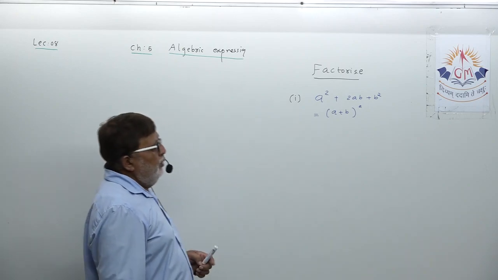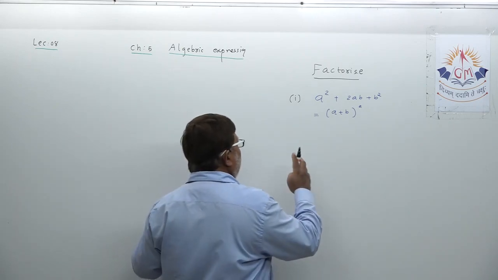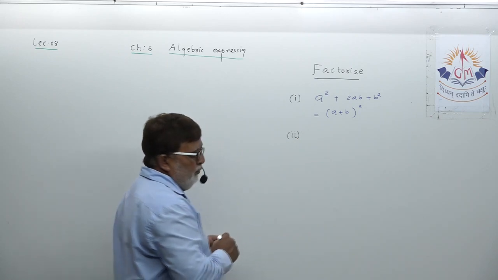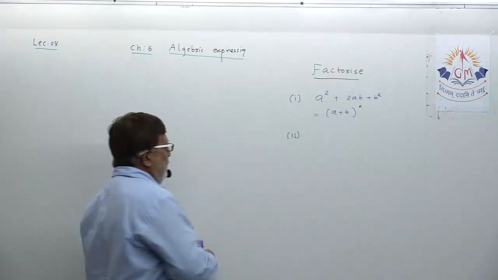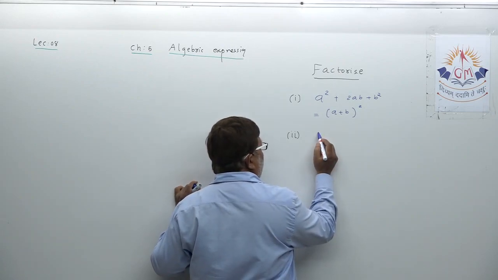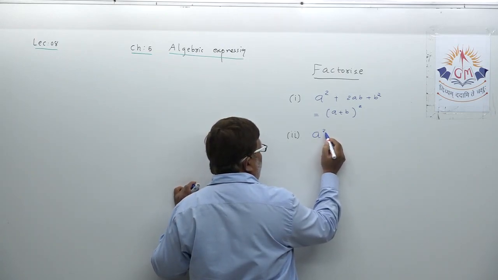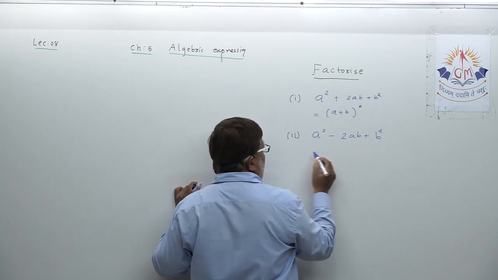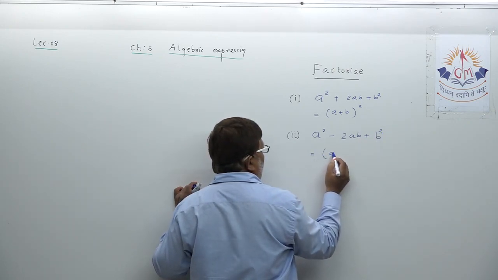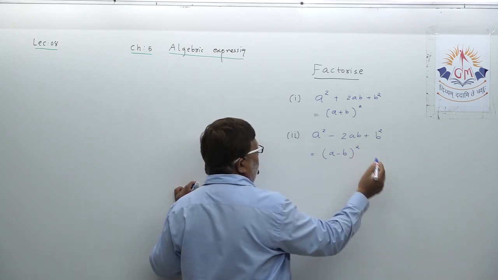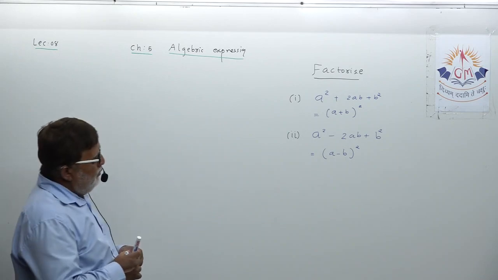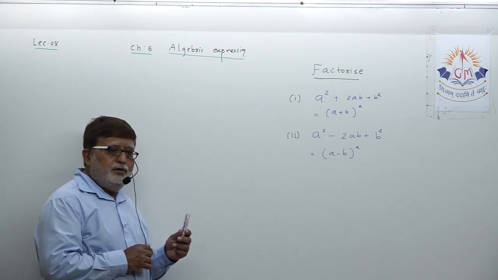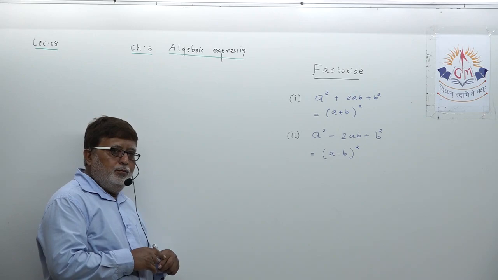So, dear students, you have to remember the identity in reverse order to solve examples of factorization. Let me write another identity: a² - 2ab + b² = (a - b)². That is the second identity written in reverse order, and you will understand in today's lecture the reverse application of both identities.